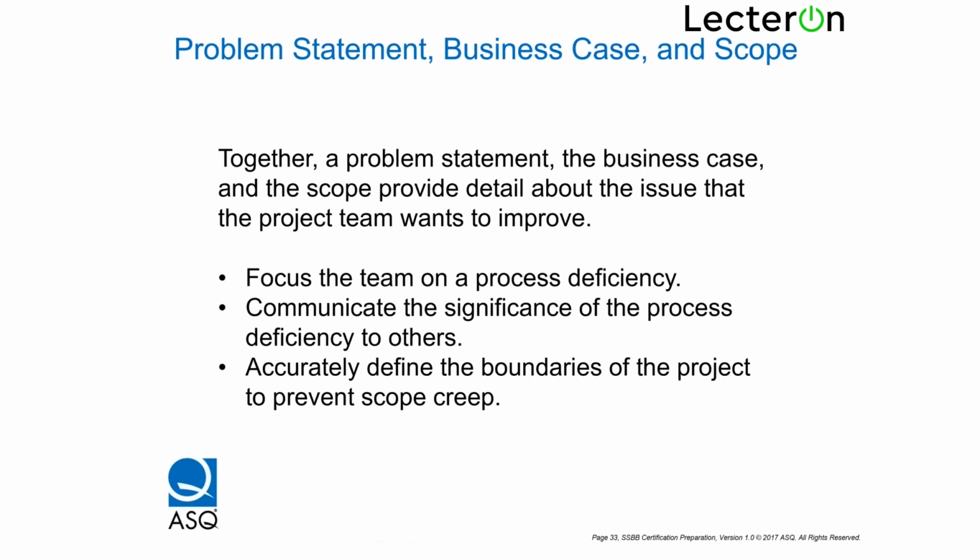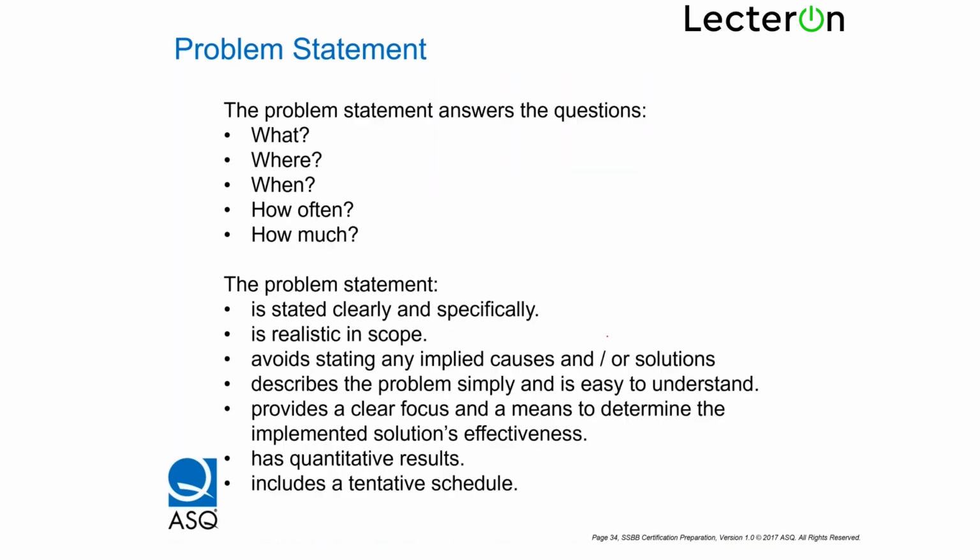Then problem statement, business case, and scope. Together, a problem statement, the business case, and scope provide detail about the issues that the project team wants to improve. They focus the team on process deficiency, communicate the significance of the process deficiency to others, and accurately define the boundaries of the project to prevent scope creep. The problem statement answers the questions what, where, when, how often, and how much.